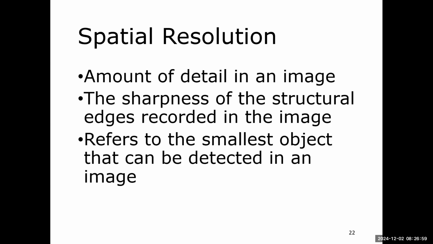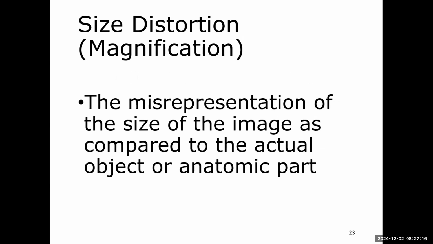Spatial resolution, we just went through. So that's the amount of detail in an image, or how well we can see the structural edges or lines in the image. It can also refer to the smallest object that can be detected in an image, and we'll do some calculations on that next semester. Size distortion or magnification, the misrepresentation of the size of the image as compared to the actual object or anatomic part.